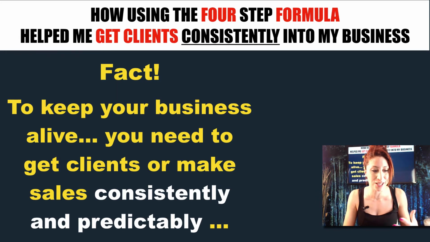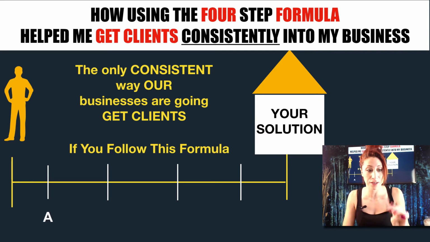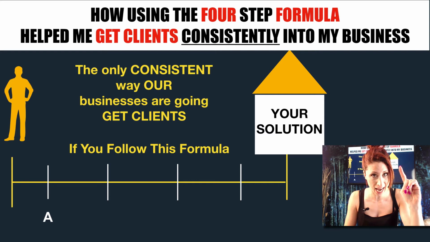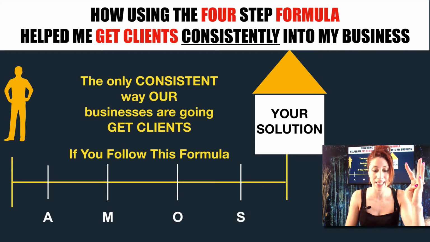So here's a fact. To keep our businesses alive and thriving, of course, we all need to get clients predictably and make sales consistently, right? Now, the only consistent way that our businesses are going to get clients is if we follow this formula. And the formula has 4 different steps in it. Number 1 is A, and I'll tell you what these are in this training today. Number 2 is M. Number 3 is O, and number 4 is S. Now, you're probably thinking, what is that, right? I'm going to show you every single part of it.